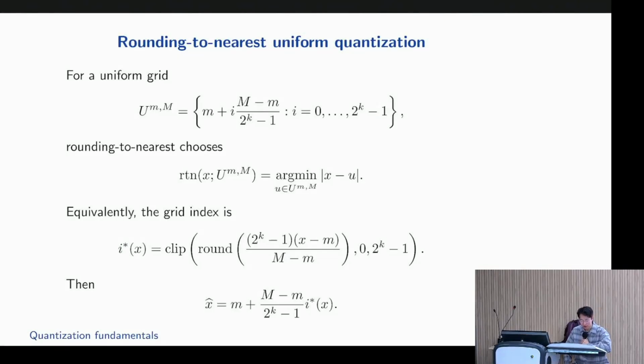Okay, so what's the simplest way to do this? The simplest way is to round to nearest uniform. So we're going to create a uniform grid. It has two parameters, minimum and maximum. And for every i from 0 to 2 to the k minus 1, it's going to jump according to this step size.